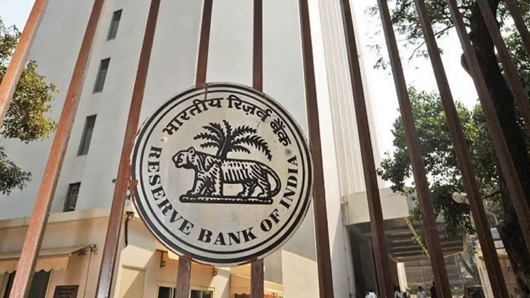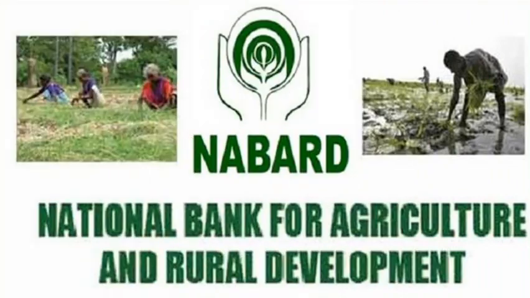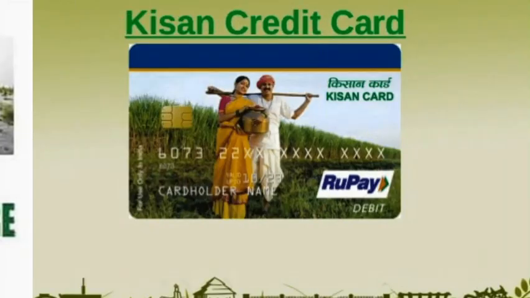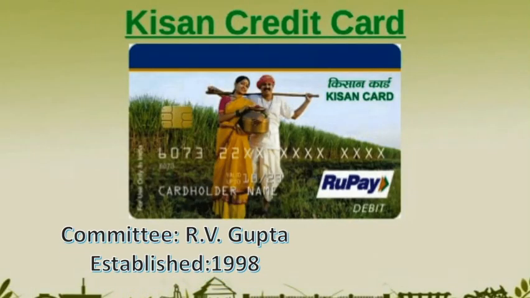Let's see. The Reserve Bank of India set up a one-man high-level committee of Mr. R.V. Gupta in December 1997. Based on the recommendations of this committee, NABARD introduced this Kisan Credit Card Scheme in August 1998. So the committee is R.V. Gupta and the corresponding established year is August 1998. Then RBI directed all scheduled commercial banks, and NABARD directed all regional rural banks as well as cooperative banks.